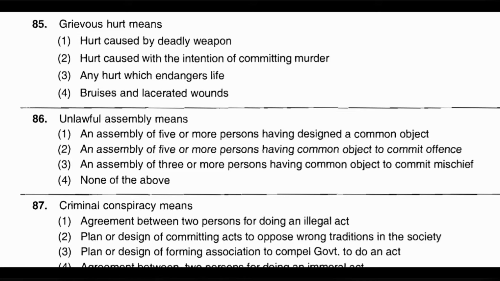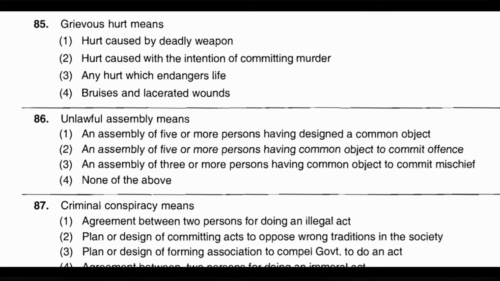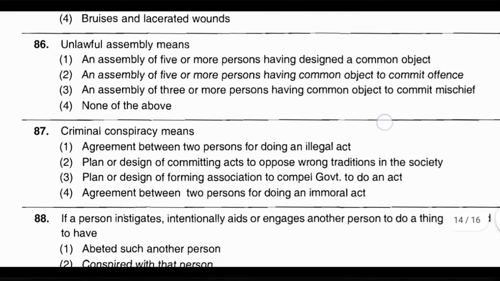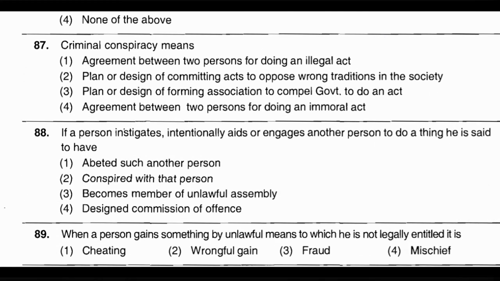Now question number 86. Unlawful assembly means option number 1, an assembly of 5 or more persons having designed a common object. Option number 2, an assembly of 5 or more persons having common object to commit offence. Option number 3, an assembly of 3 or more persons having common object to commit mischief. And option number 4, none of the above. And the correct answer is option number 2, that is an assembly of 5 or more persons having common object to commit offence.